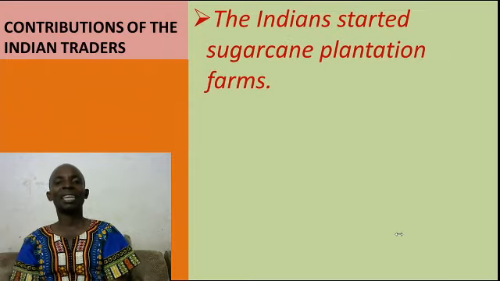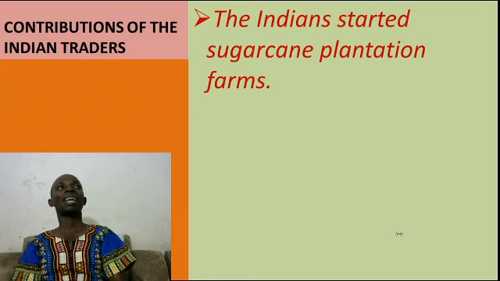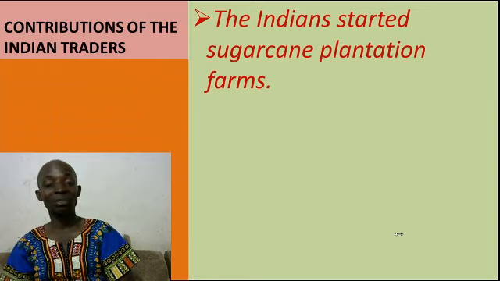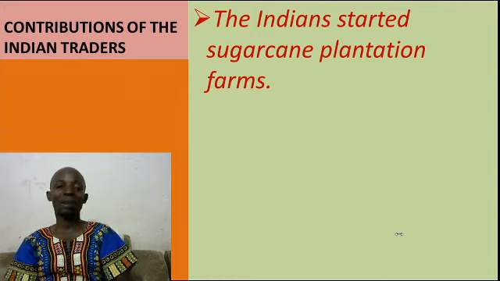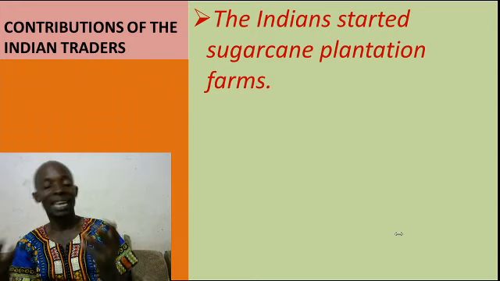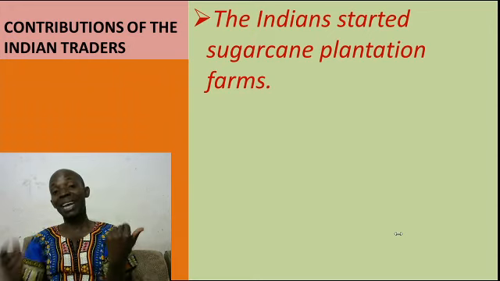Contribution number two, the Indians started sugarcane plantation farms in Uganda. For example, we have Lugazi sugarcane plantation farms. We had Kakira sugarcane plantation farms. These were plantations that were started by the Indians. Means they introduced sugarcane growing in Uganda.